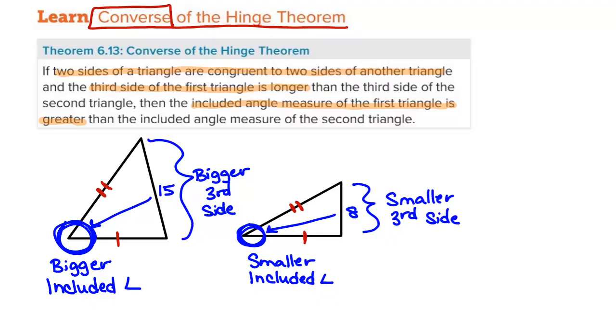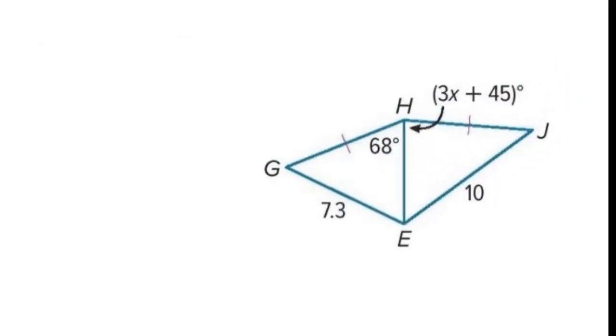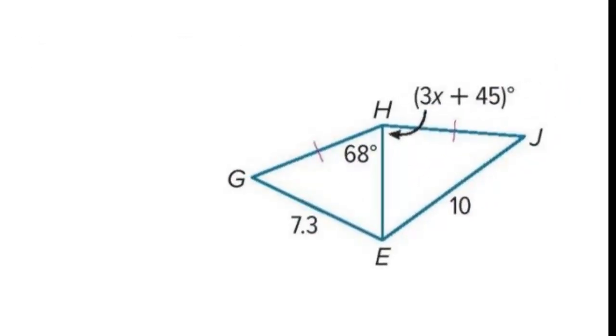All right, look down at example number 3 now. Find the range of possible values for x. And x is part of this angle measurement for this angle right here. Do I have 2 pairs of congruent sides between these 2 triangles? Yes, we have this side is congruent to this side. Where's my other pair of congruent sides? HE, this shared side right here. Perfect. So this would be an included angle, and this would be an included angle.